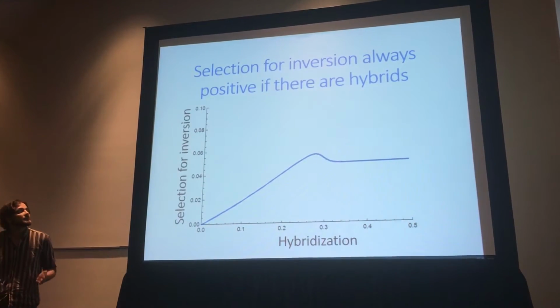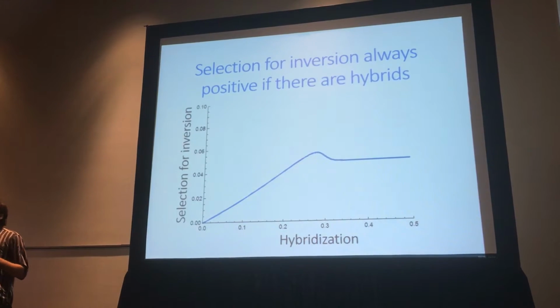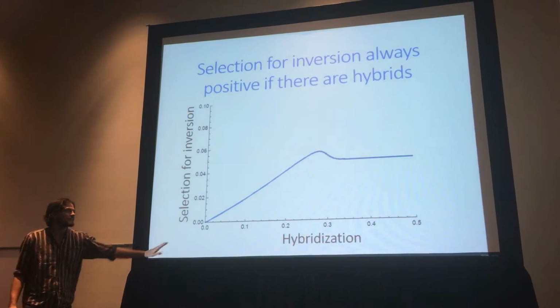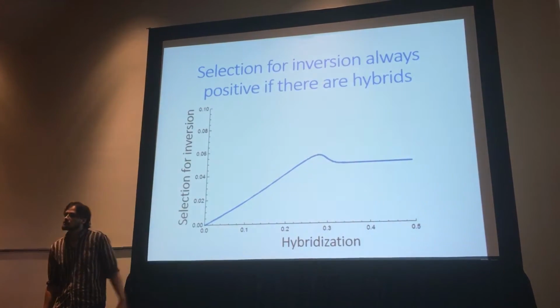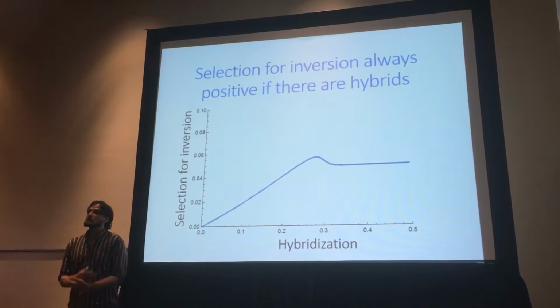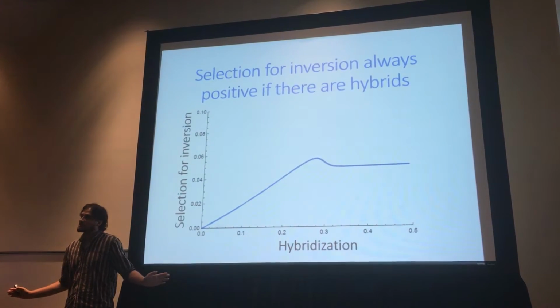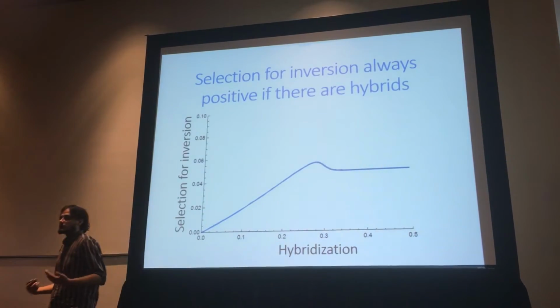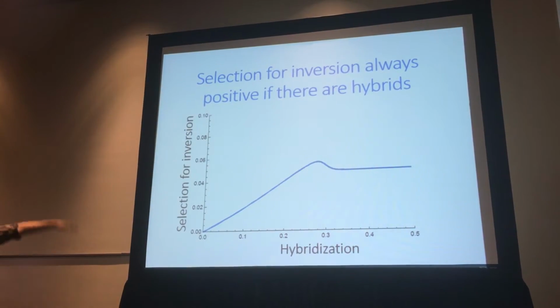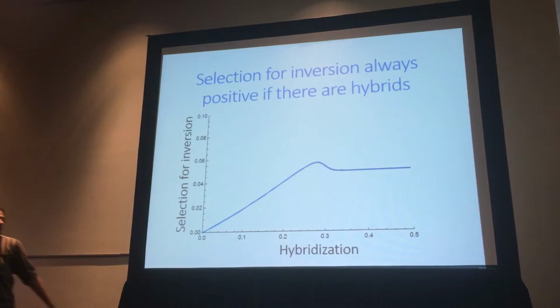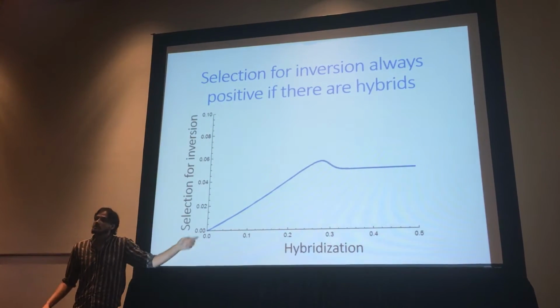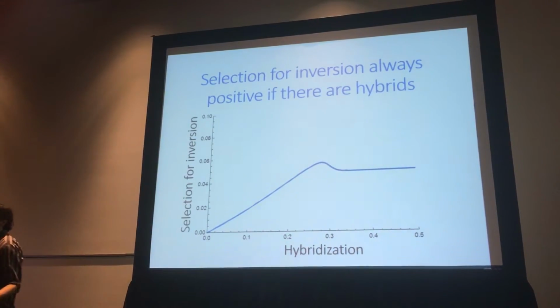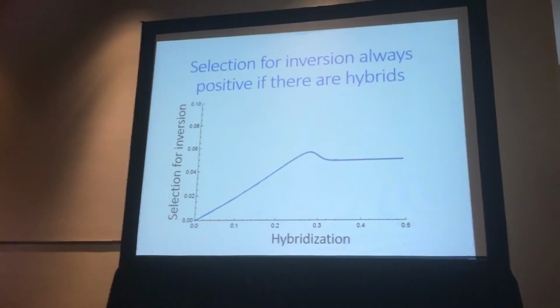First of all, selection for the inversion is always positive if there are some hybrids. So here on the x-axis, we have the rate of hybridization. Again, if it's 0, you assort perfectly, and you're only going to mate with individuals who have the same allele. If it's a half, you're mating essentially at random. And on the y-axis, we have selection for the inversion. As hybridization goes to 0, the inversion is not selected for. In all other circumstances, there's positive selection for it.